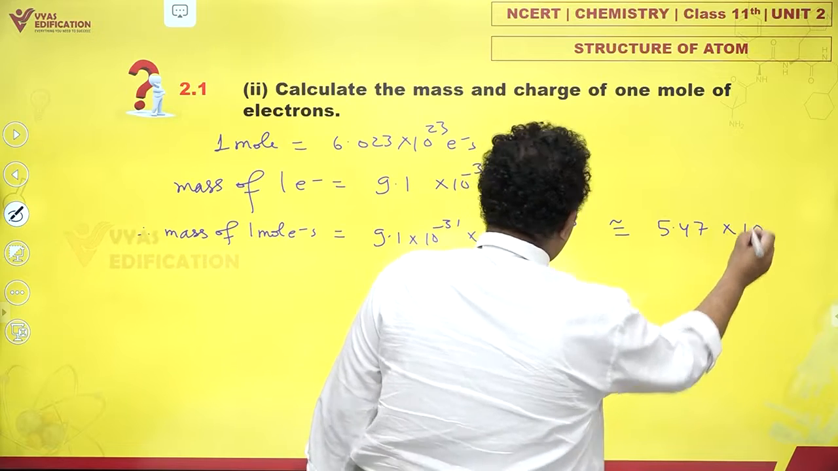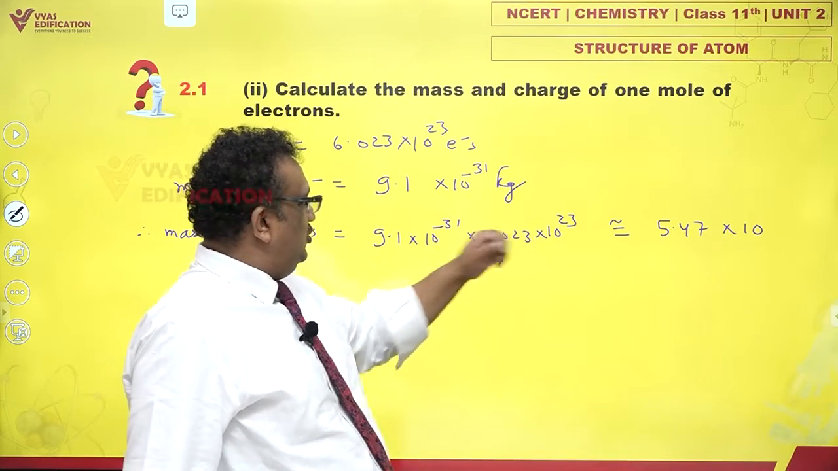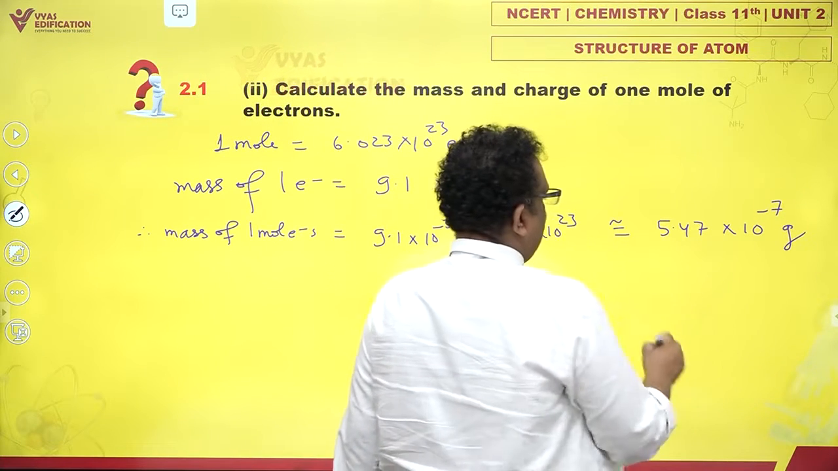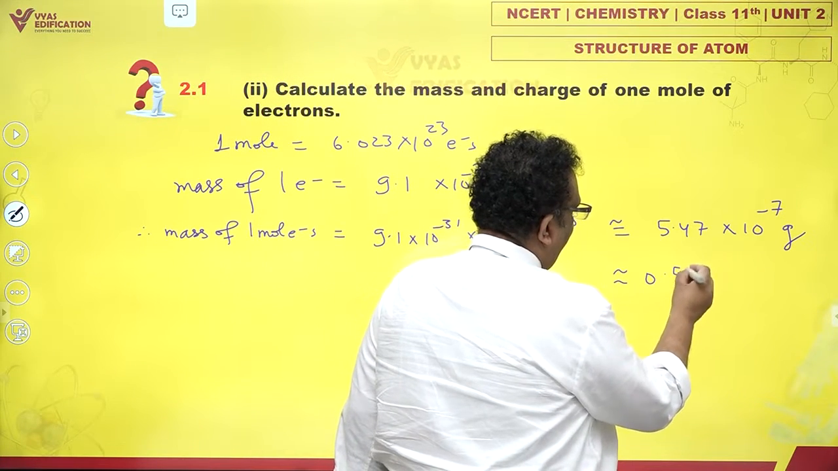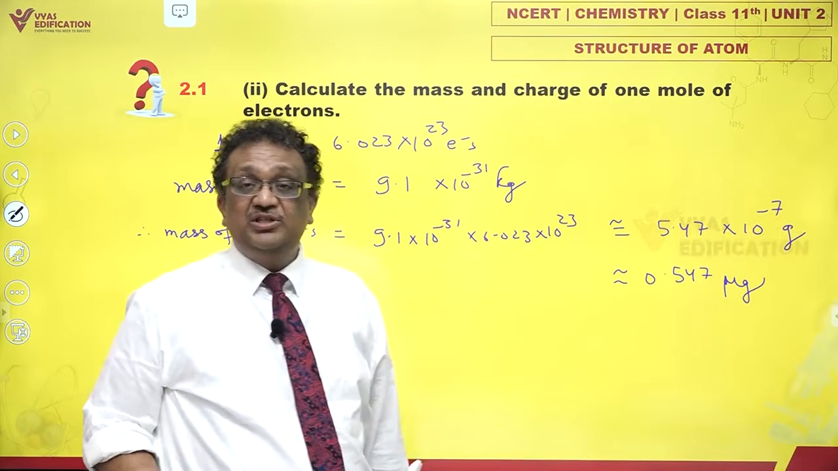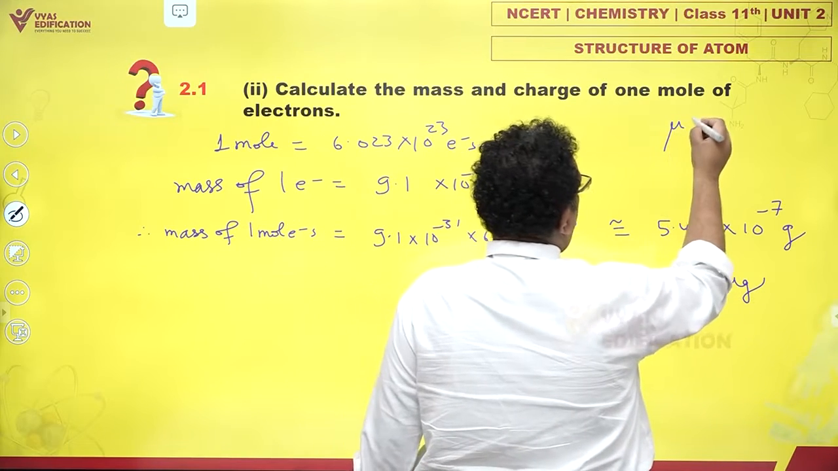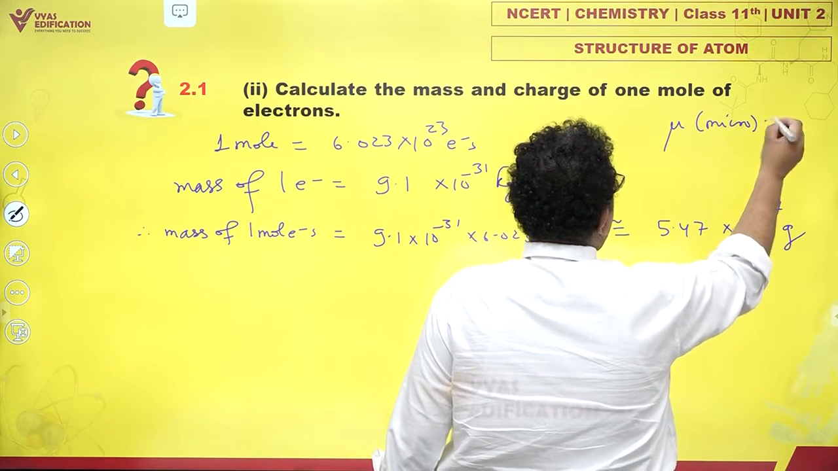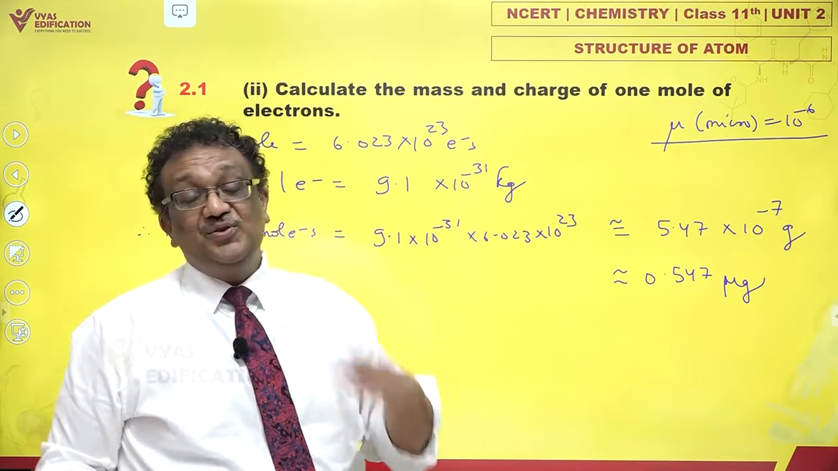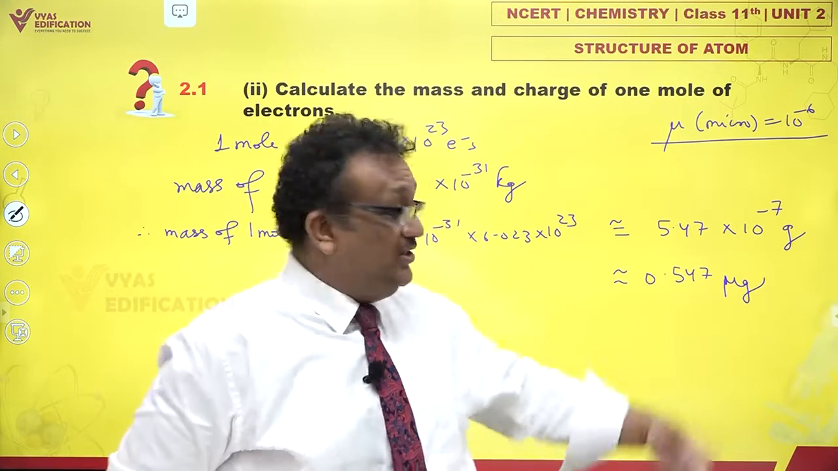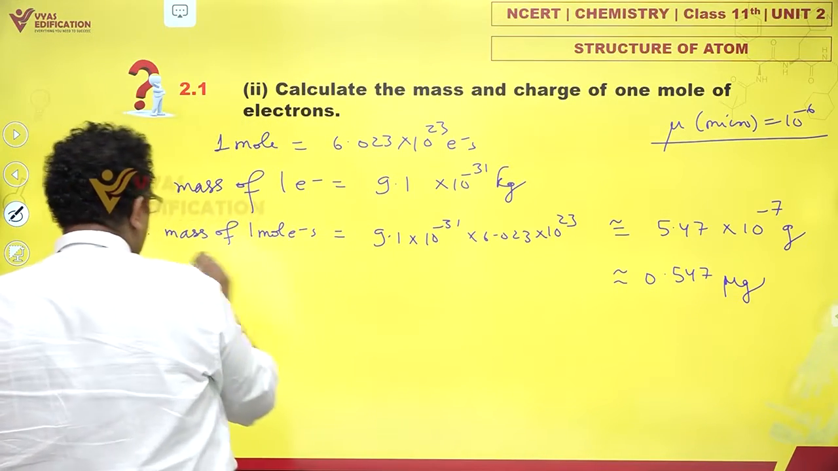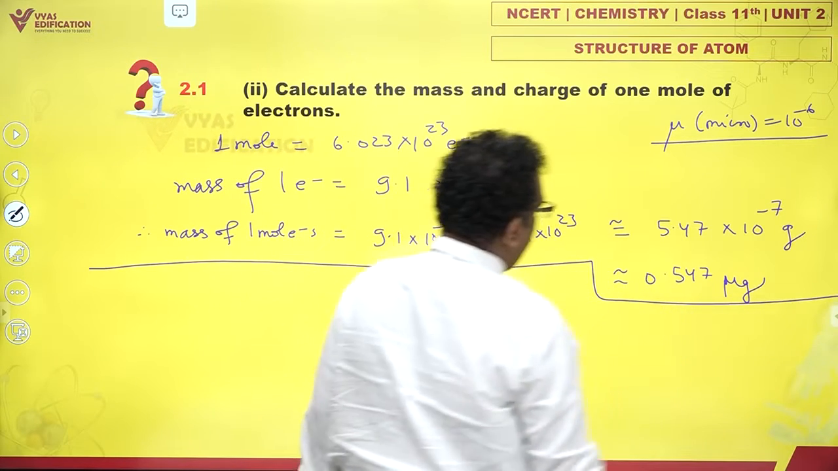5.47 into 10 raised to 24 and 31 would make it 10 raised to minus 7 grams, or around 0.547 micrograms. Micro is 10 raised to minus 6. Let me remind you, micro is 10 raised to minus 6. So many micrograms. That's it. That is the mass of 1 mole of electrons, or this is the molar mass of electrons. Pretty small. Yes, we know that. Anything else?